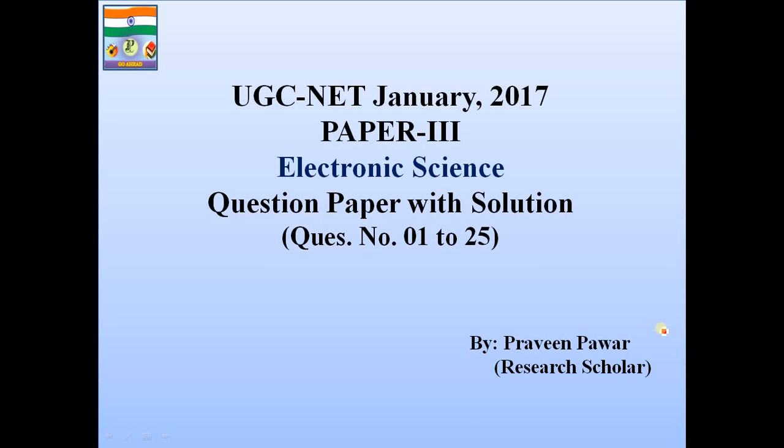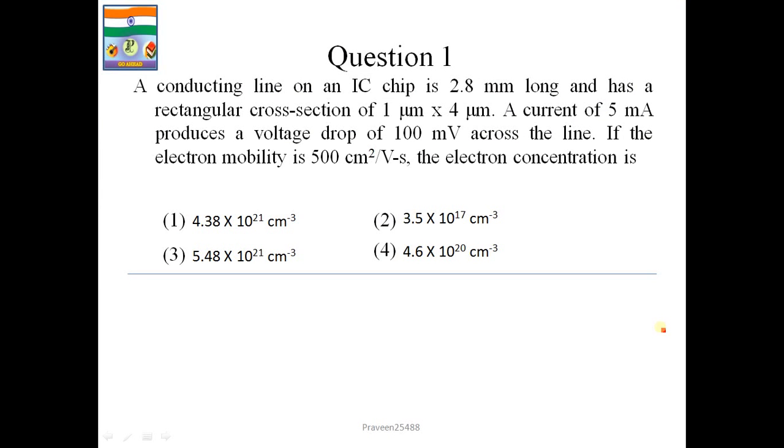In this video we are going to discuss the question paper of UGC NET January 2017. This is paper 3 of electronic science. We will discuss the question paper with their solutions from question number 1 to 25. So here is question number 1.